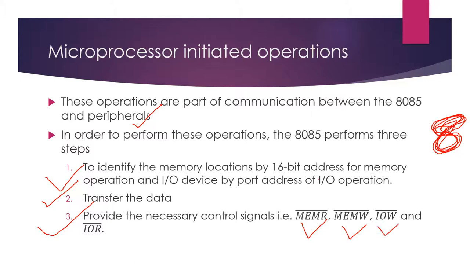If the microprocessor is writing to the output device, then it generates the IO write bar signal. And if the microprocessor is reading from the input device, then it generates the IO read bar signal. All these control signals are active low, which means whenever the signal value is 0, it becomes active.